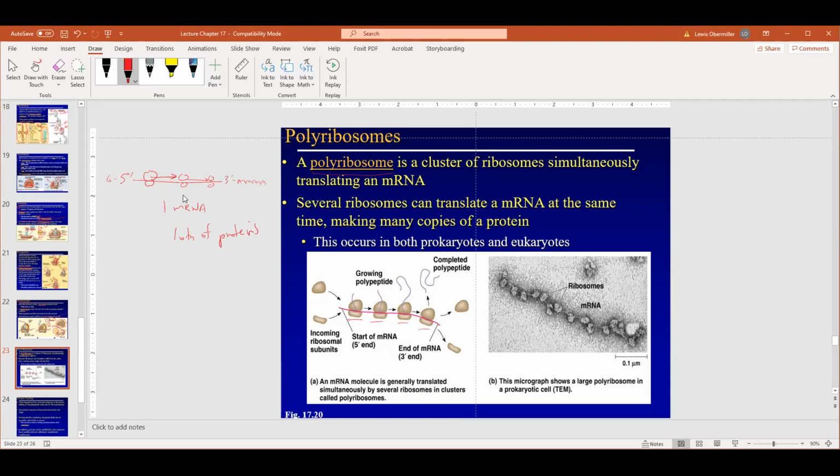And it's the same protein, right? Because only the mRNA sequence gives the amino acid sequence. But several ribosomes can translate the mRNA at the same time, and so it makes lots and lots of copies of a given protein. This occurs both in prokaryotes and eukaryotes. So it doesn't matter what you are, as long as you're not a virus, this is how it works. Viruses don't have ribosomes.